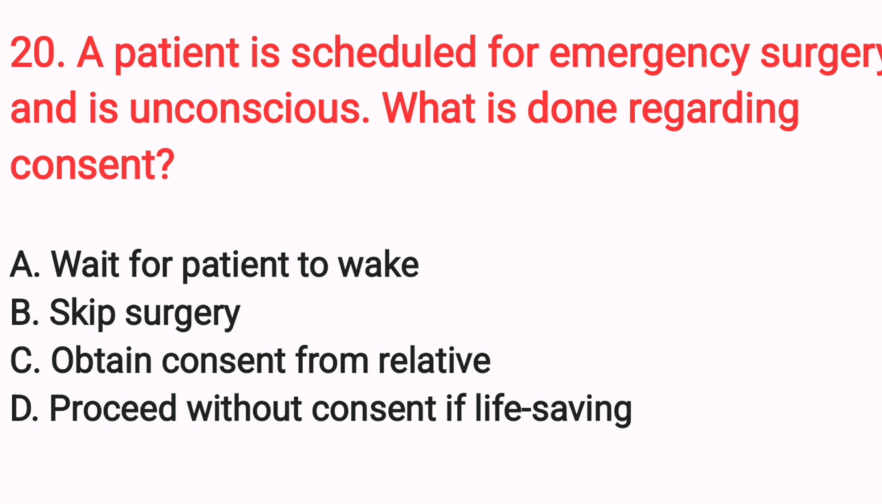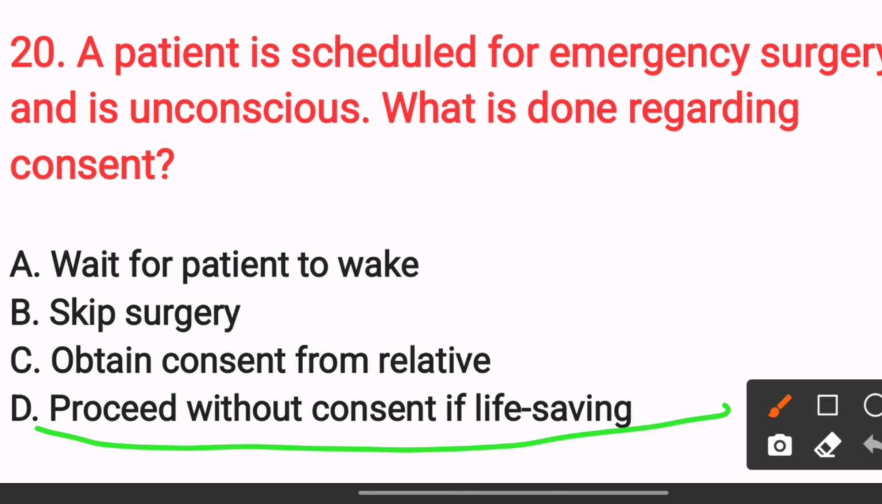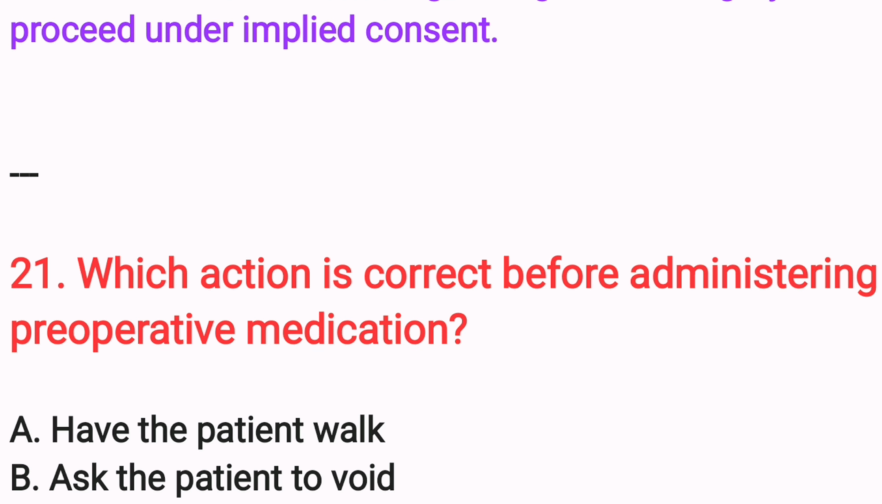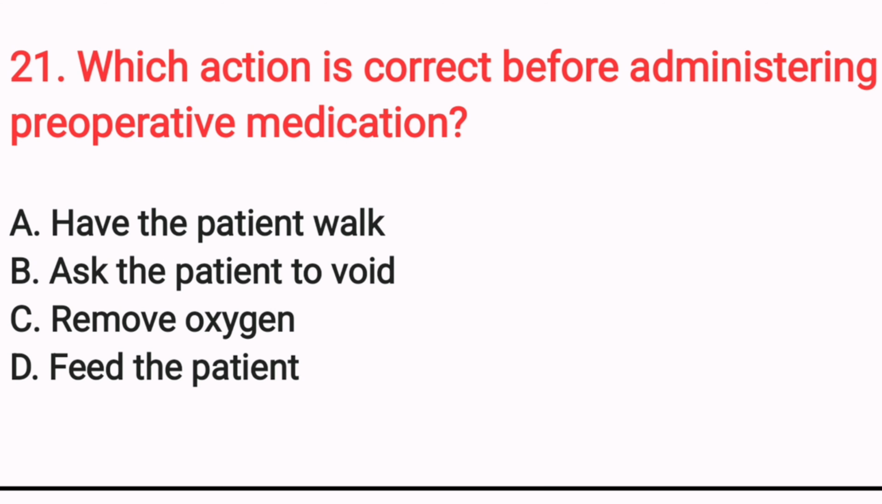The answer is option D, proceed without consent if life-saving, because in life-threatening emergencies, the surgeon can proceed under the implied consent. Next, which action is correct before administering preoperative medication?